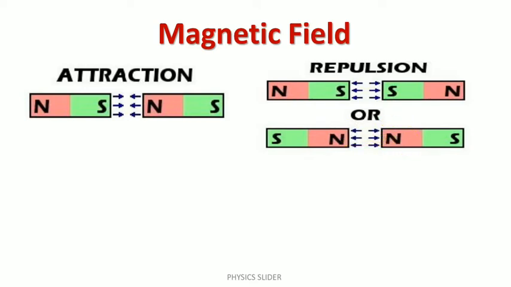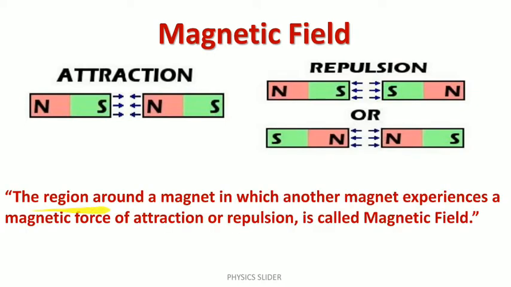So why are they repelling each other? Because these magnets are producing a magnetic field around them, in which the other magnet experiences a magnetic force of attraction or repulsion. So we can define magnetic field in one more way: the region around a magnet in which another magnet experiences a magnetic force of attraction or repulsion is called magnetic field.